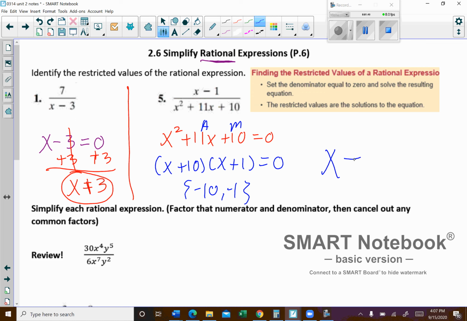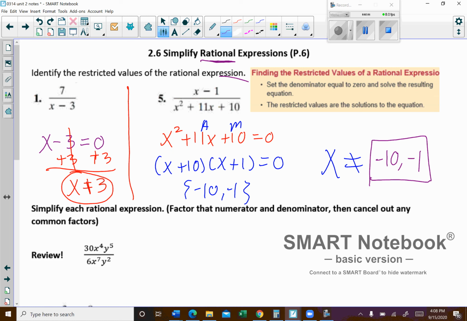You can see that the solution to this is negative 10 and negative 1, or basically you want to say x cannot equal, and it'll probably look like this in your homework, where they'll already have that part for you, and then you just fill in the box right here. It doesn't matter which one goes first. So negative 10 comma negative 1. Those are the restricted values.